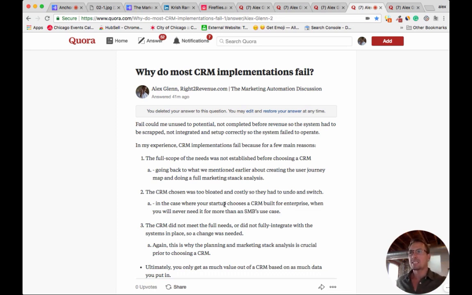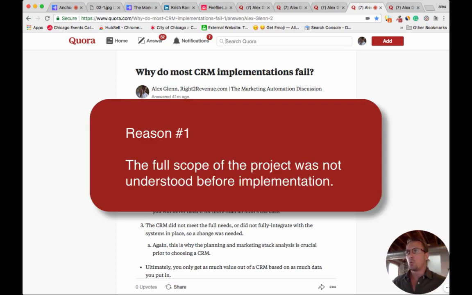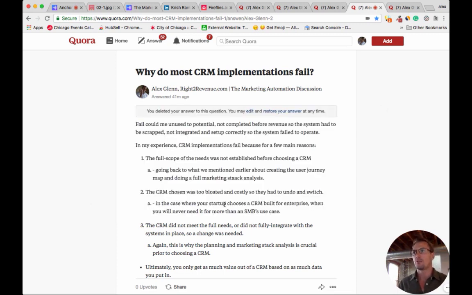In my experience, CRM implementation fails because of a few main reasons. Number one, the full scope of the needs was not established before choosing a CRM. Going back to what we just talked about, creating your user journey map, looking at your full marketing stack, understanding what you need, make sure you've got the full scope of needs before entering into a CRM relationship and building that out and signing contracts, etc.